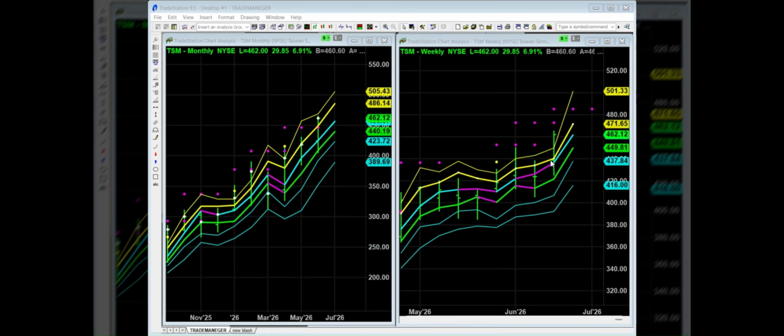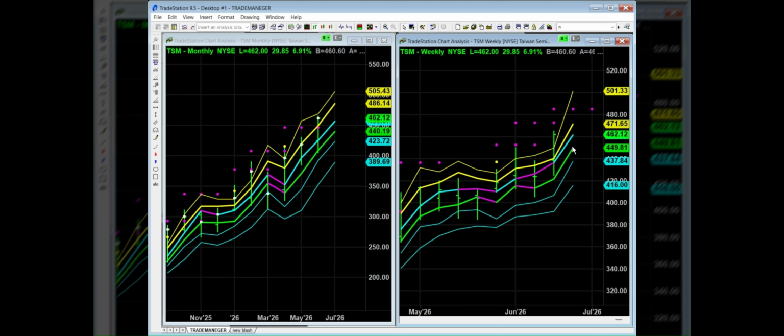And then if the stock price drops to $449 around this green trend line, and if it can hold, that could be a good support and a good price to enter, as long as it doesn't drop below this green trend line.